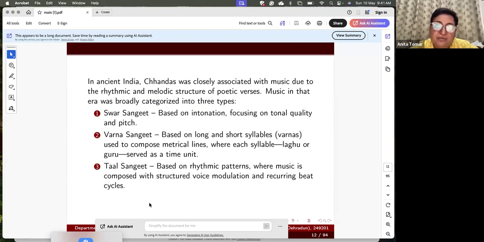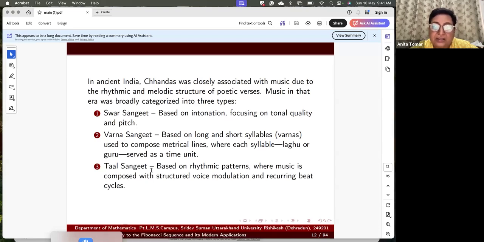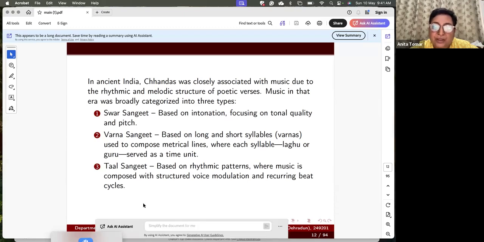Music in that era was broadly characterized into three types: Swar Sangeet, Varn Sangeet, and Tal Sangeet. Swar Sangeet is based on intonation, focusing on tonal quality and pitch. Varn Sangeet was based on long and short syllables, Varna, which is used to compose metrical lines, where each syllable, Laghu and Guru, served as a time unit. And Tal Sangeet was based on rhythmic patterns, where music is composed with structured voice modulation and recurring beat cycles.